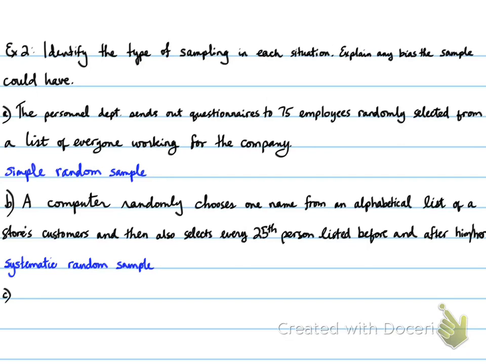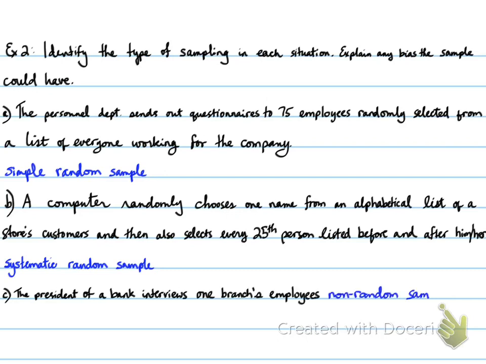Okay, next, what about another type? Well, the president of a bank interviews one branch's employees. Okay, so what kind could this be? Let's look at this. So let's say this president of this bank says, okay, I'm just going to stop by. Here it is, my local branch. I'm going to just ask everybody how they feel about the company. Well, hopefully you're thinking, that doesn't sound right. Kind of sounds like he's a little bit lazy by just asking one branch. Well, that's considered a non-random sampling technique, and that's true here, folks.